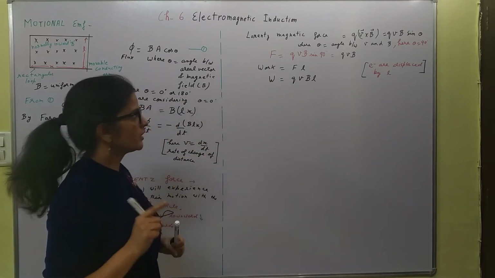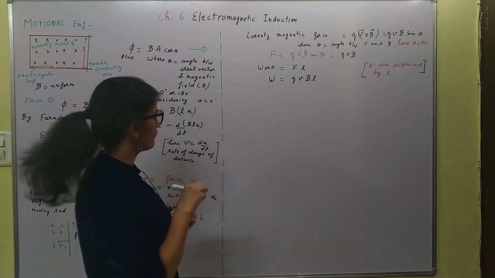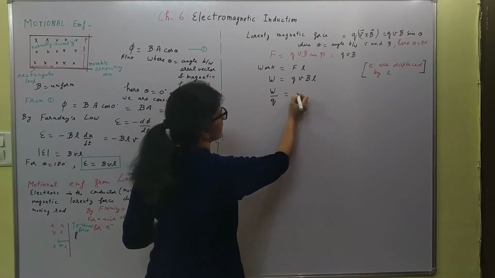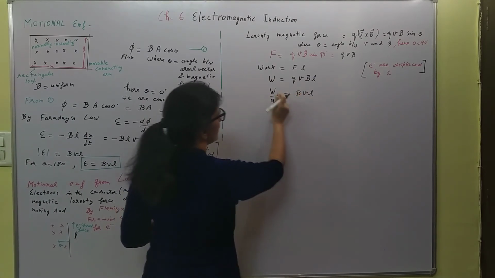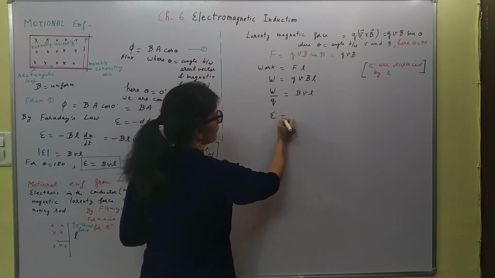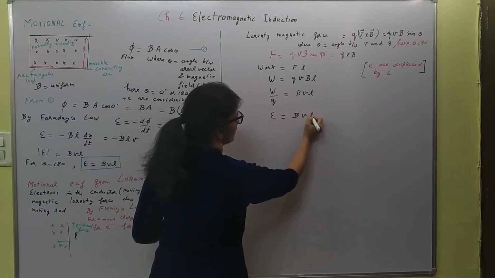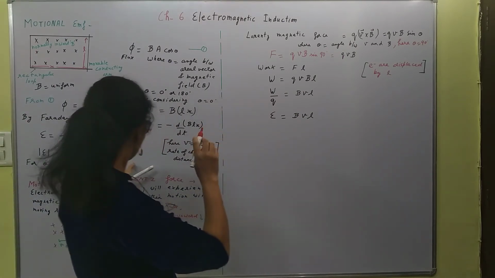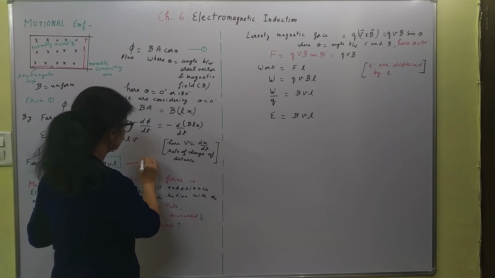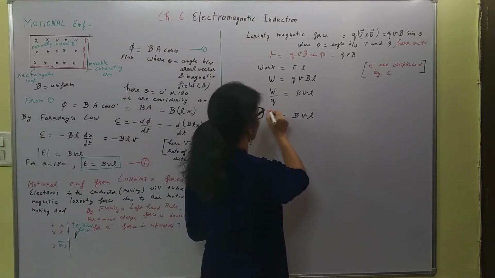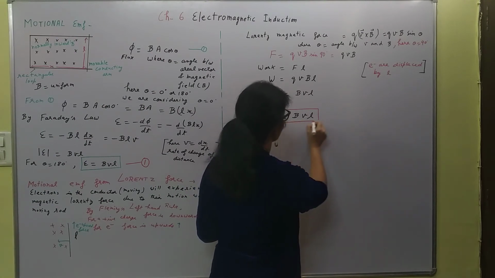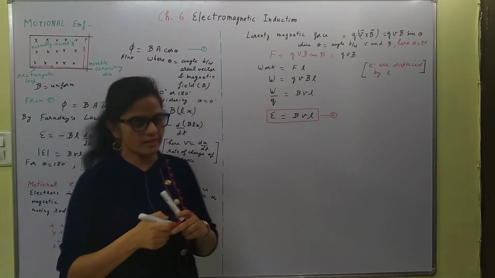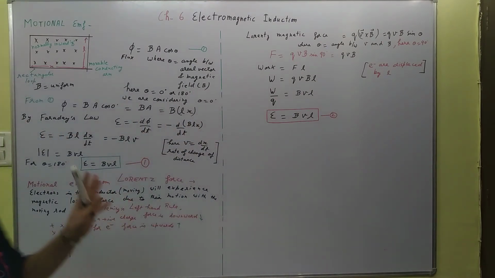And this is work. We know that work done per unit charge is potential, or you can say EMF. So this work done per unit charge, Q can be taken here. This will be BVL, and W by Q can be written as EMF in this case. So this will be BVL. This formula is same as the one which we have derived in the first step. So both the formulas are same. So this is a derivation of the motional EMF by Lorentz force.